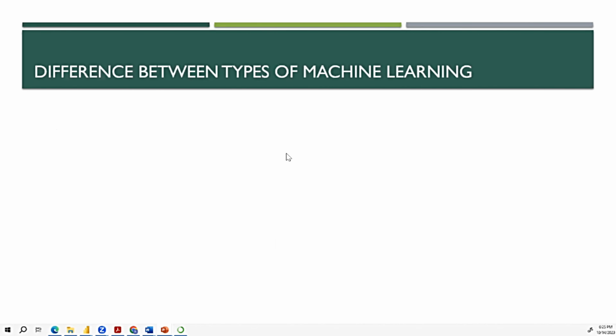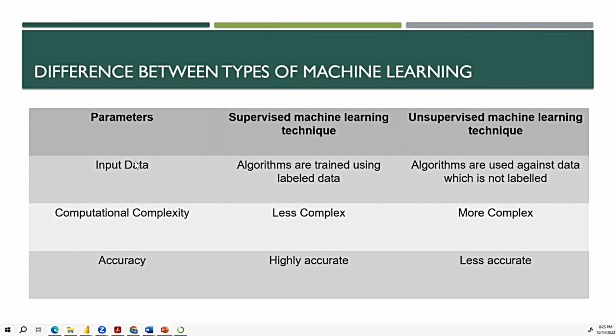Regarding the difference between the types of machine learning, in case of input in supervised machine learning, there will be a labeled variable. That means there will be a variable that is dependent on other variables. But in case of unsupervised machine learning, it is not that case.